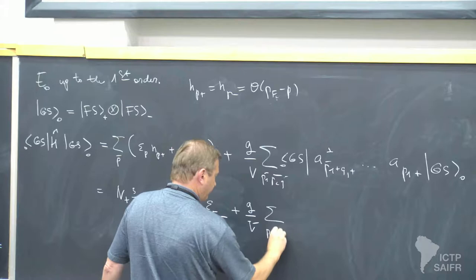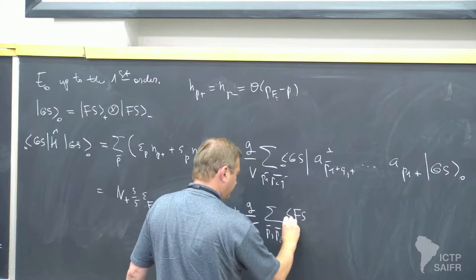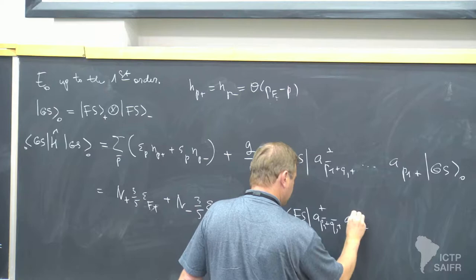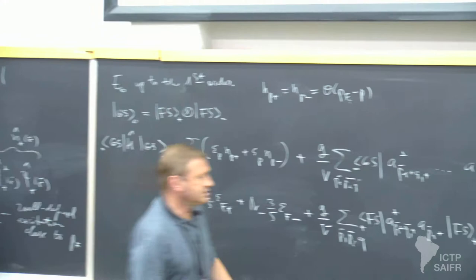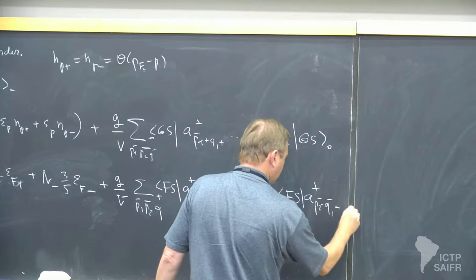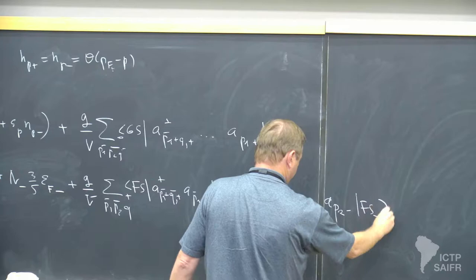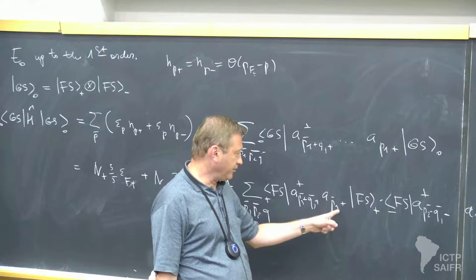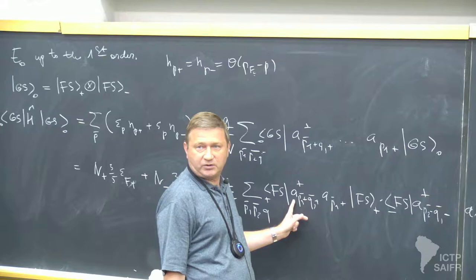into the Fermi surface for the plus component, where you have to calculate a dagger P1 plus Q, times a P1 plus, and times the similar term for the minus Fermi surface, a dagger P2 minus Q, and then a P2 minus. Now, of course, these averages are only non-zero when Q is zero, because otherwise you remove P1, you add P1 plus Q, and it can be the same state only if Q is zero. So Q disappears.